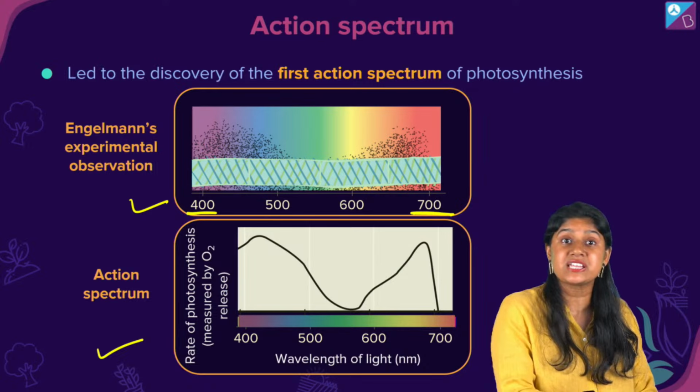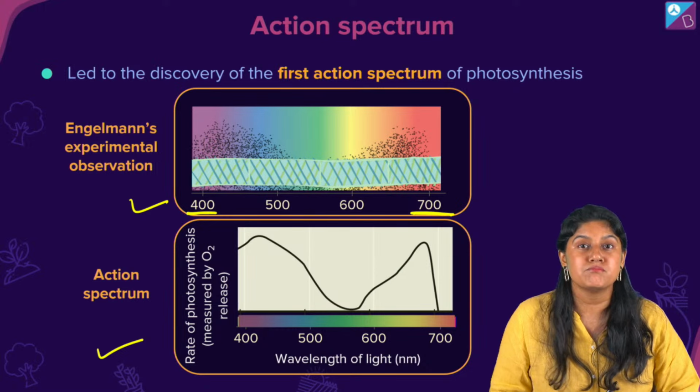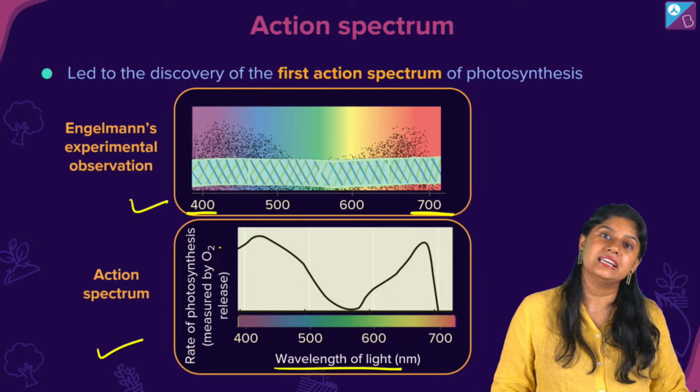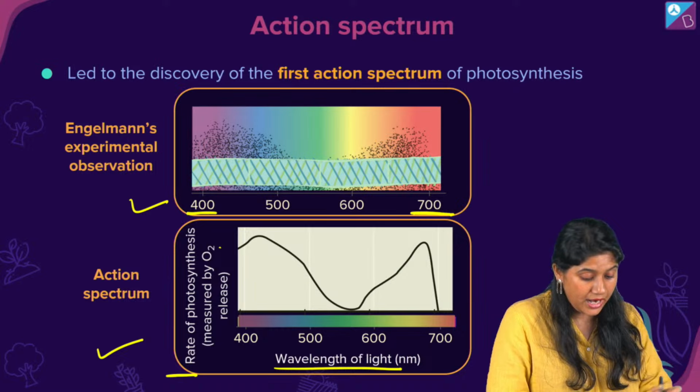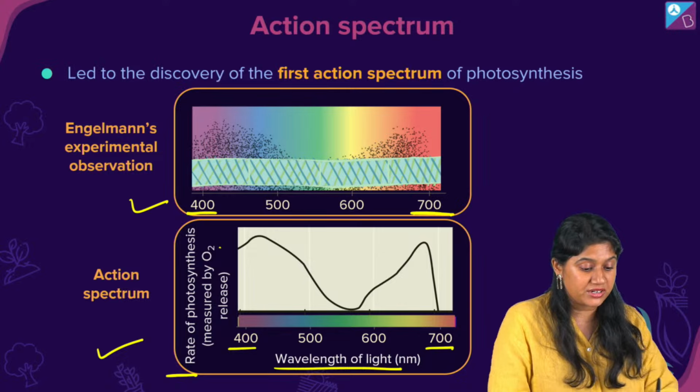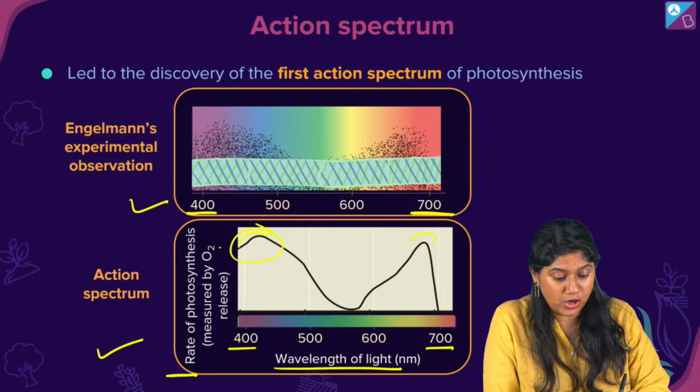This graph is there in our textbook also, that talks about the rate of photosynthesis that is measured by the oxygen, right? Oxygen release and wavelength of the light. Yes, rate of the photosynthesis that is measured by the oxygen, and we have the wavelength of the light altogether. We have 400 to 700 nanometers, and see over here, we have the highest at 400. And of course, near the 700 altogether between the red and the blue.